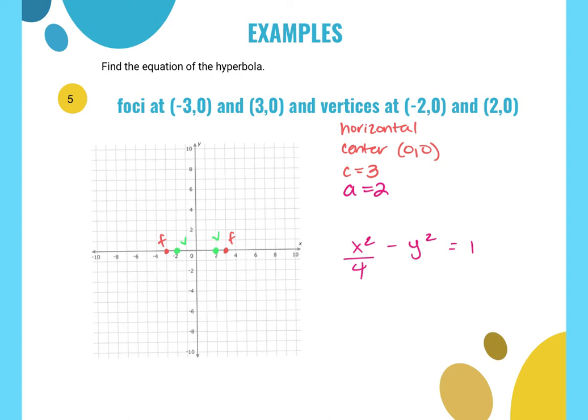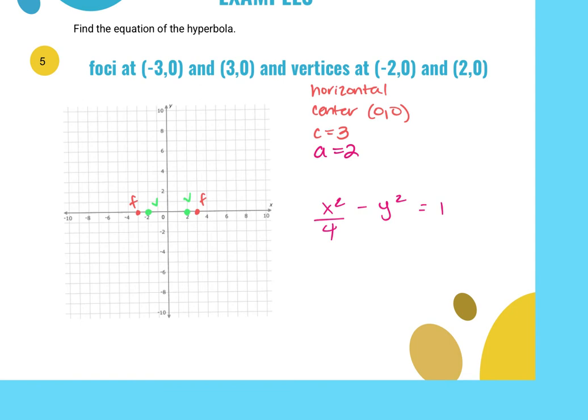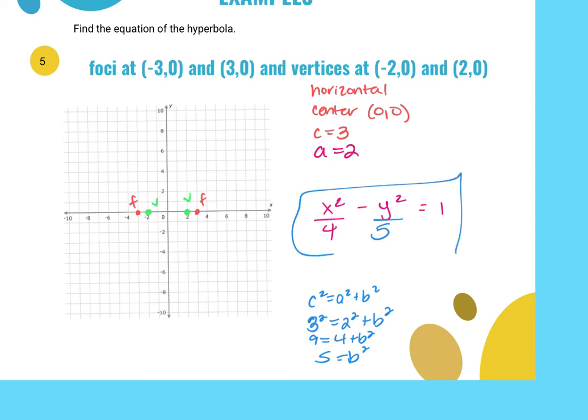How do I do that? Good. c squared equals a squared plus b squared. So c is 3, a is 2, b is my unknown. 9 equals 4 plus b squared, so b squared equals 5. I don't need b, I need b squared, so I don't even have to square root that 5.